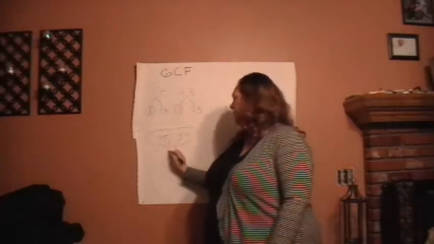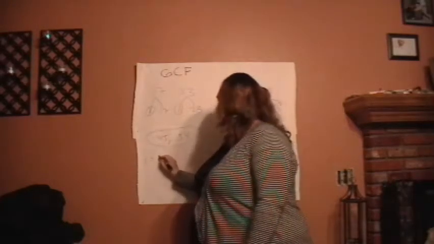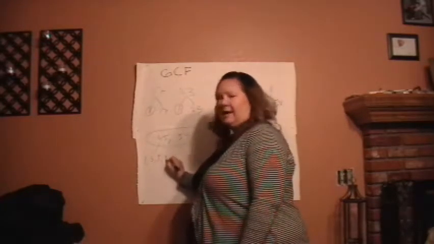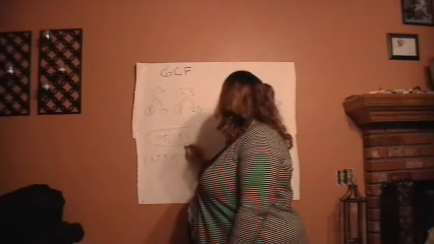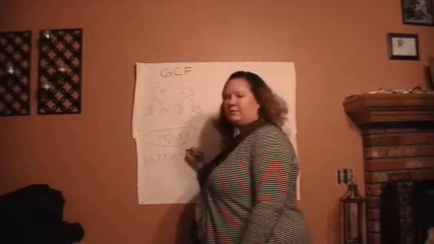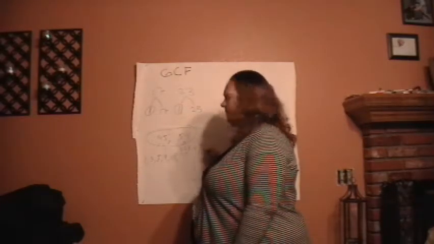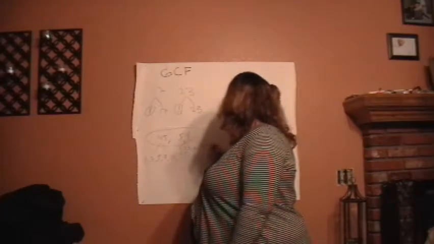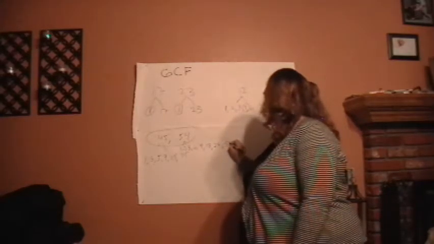All right, are we done? Let's factor out 45. 1, 3, anybody else? 5, 9, 15. Any other numbers? 45, good job. How about 54? What are our factors of 54? 1, 2, 3, 6, 9. Keep going. 18, 27, and 54.